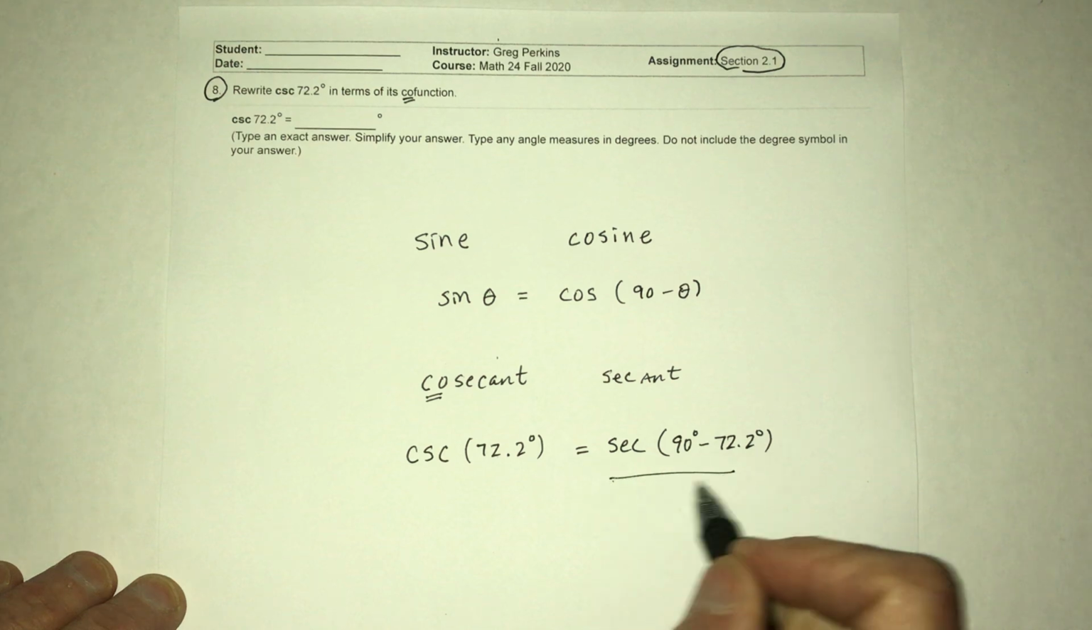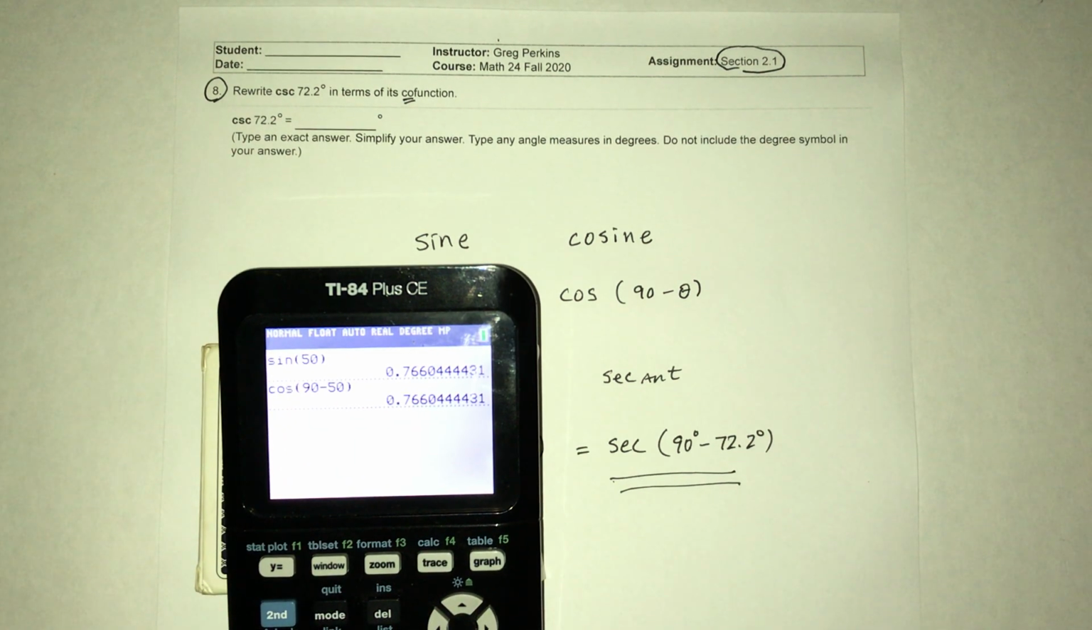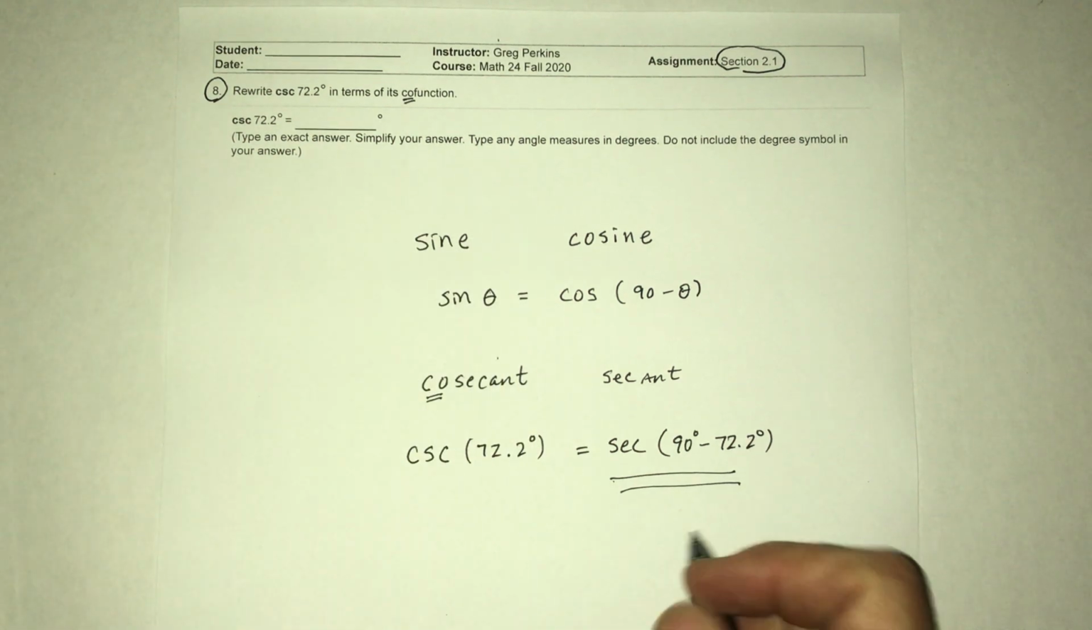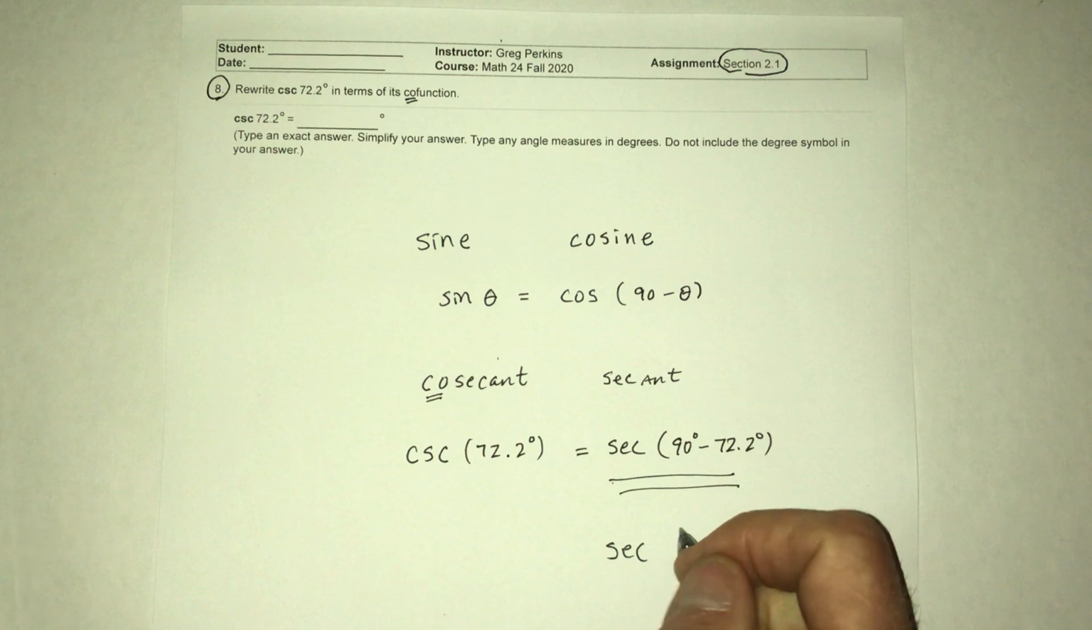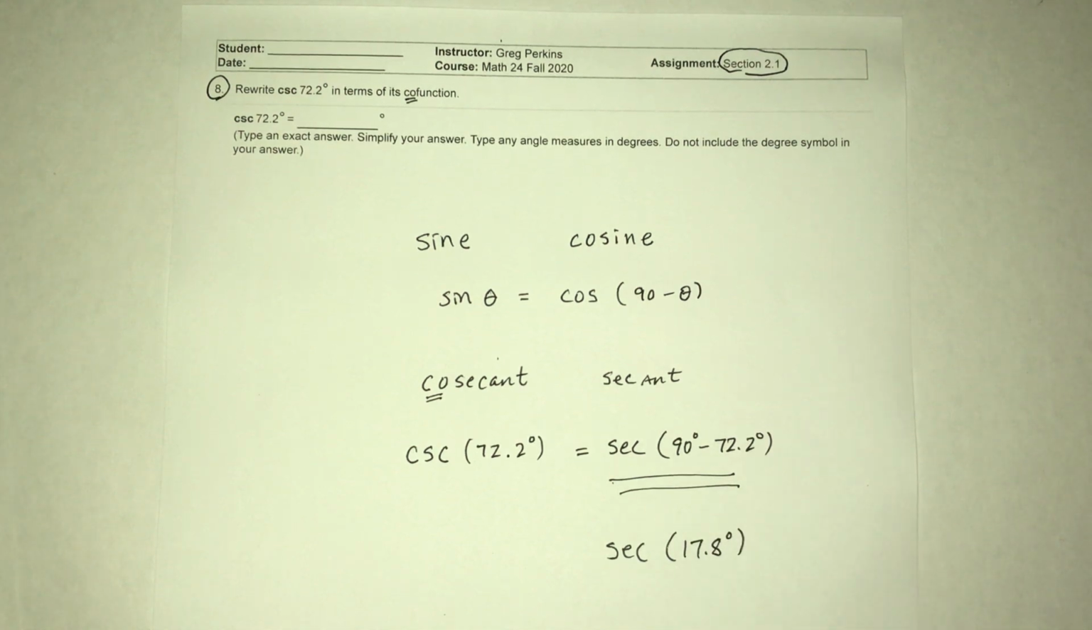So they're asking for this part right here. And it looks like they're not asking for the actual number that this is. They're just asking you to type in this part, secant of how much is 90 minus 72.2. 90 minus 72.2, that's going to be 17.8 for this particular problem. So they're looking for secant of 17.8 degrees.